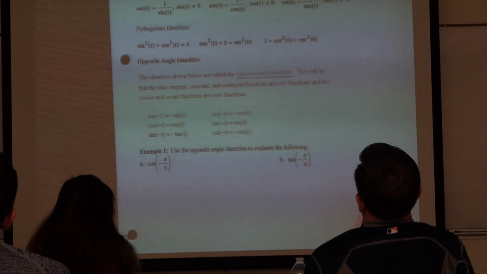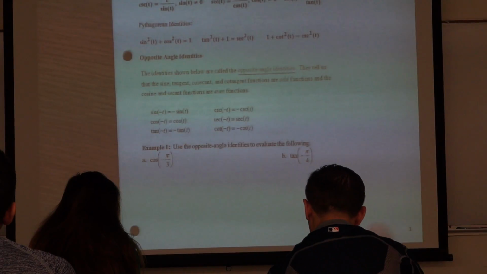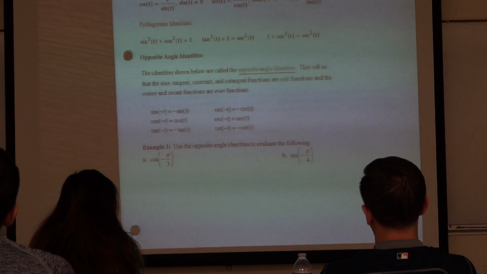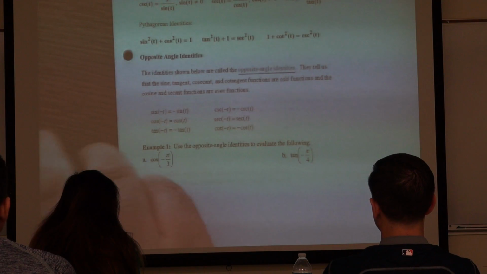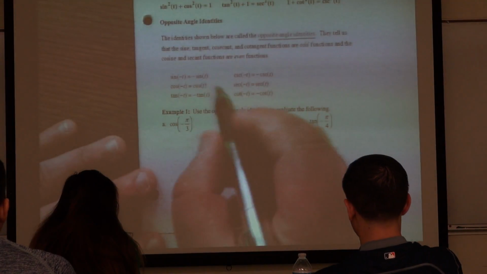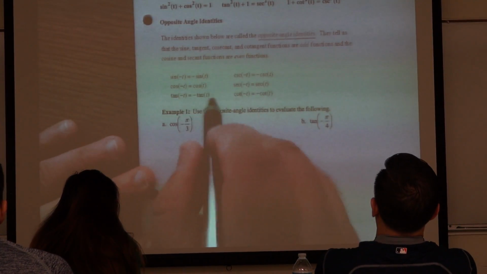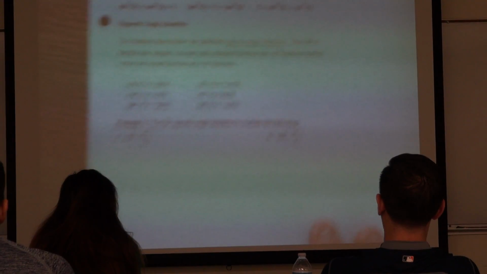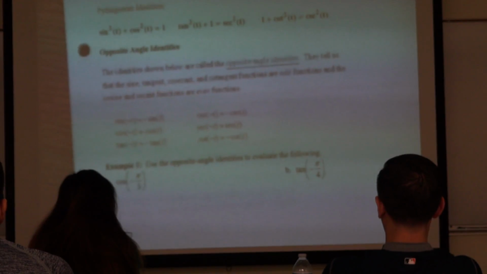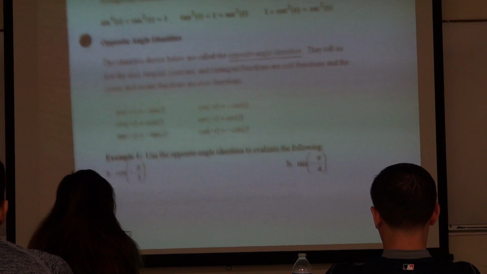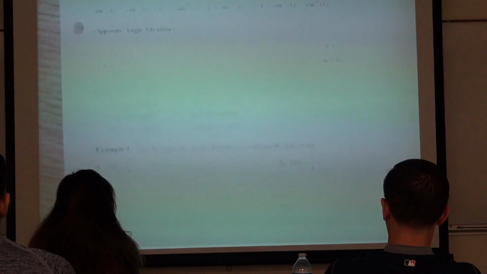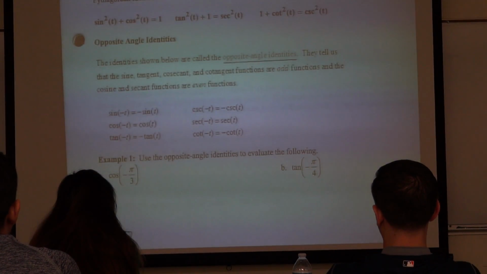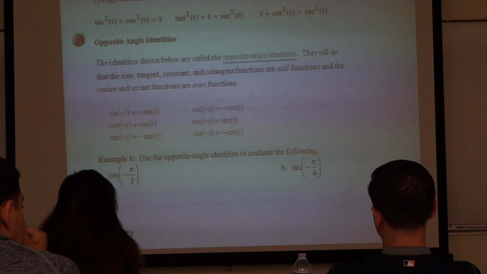So first I start with the first idea, opposite angle identity. Notice one thing about the opposite angle. Only one of those is even. Can you tell me which function is even, based on what you see? Cosine. Only cosine is even.